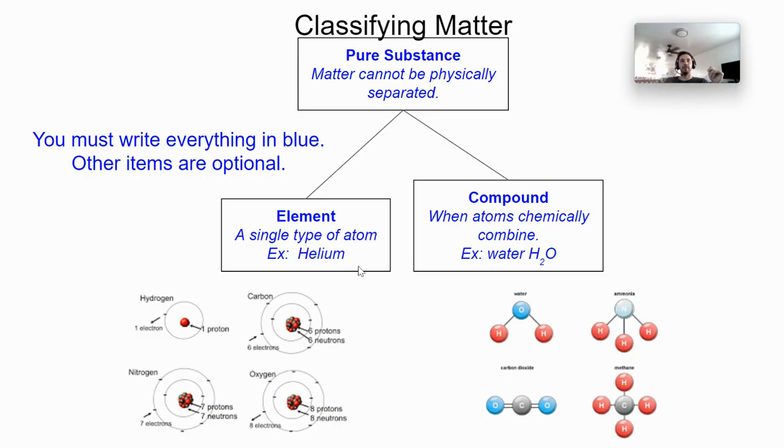So we can't break these apart by any physical means. All right, and then a compound. A compound is when atoms are chemically combined, like H2O, which is water. We have carbon dioxide, which is a carbon and 2 oxygens. We have methane, which is a carbon and 4 hydrogens. We have ammonia, which is a nitrogen and 3 hydrogens. These are chemical compounds that cannot be separated by any physical means whatsoever. We'd have to undergo chemical reactions in order to separate these things. So again, pure substances cannot be physically separated, not by any easy means.